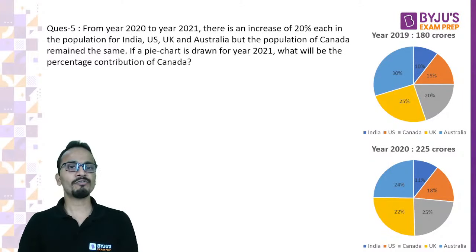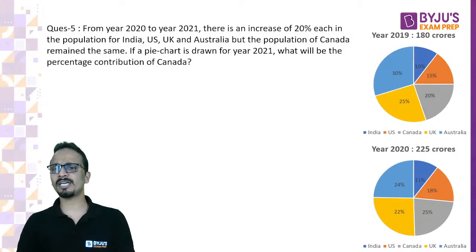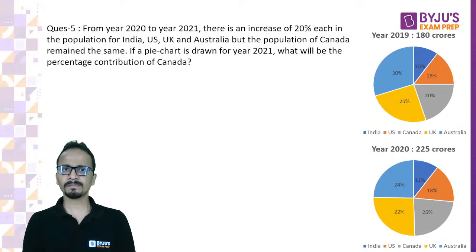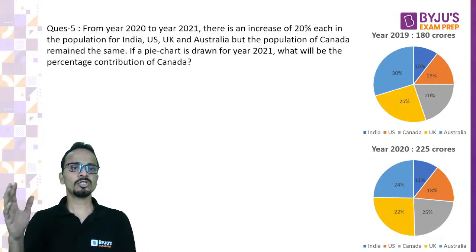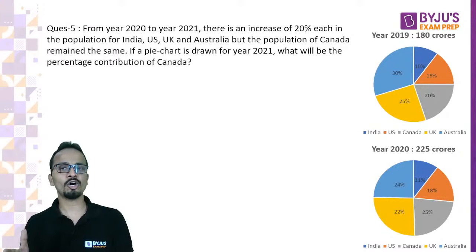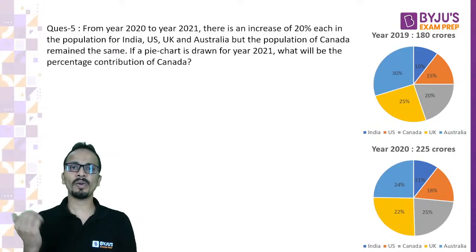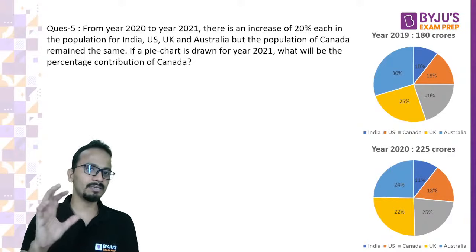Now the question is saying that from year 2020 to year 2021, the pie chart for 2021 is not given. Let's read the question. So from year 2020 to year 2021 there is an increase of 20% each in the population of India, US, UK and Australia. But the population of Canada remained the same. Okay, so they're talking about the next year 2021. So the population of India, US, UK and Australia, all of them have increased by 20%, but the population of Canada has remained the same.